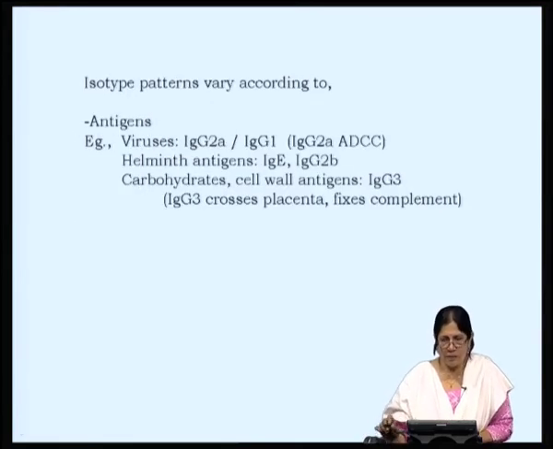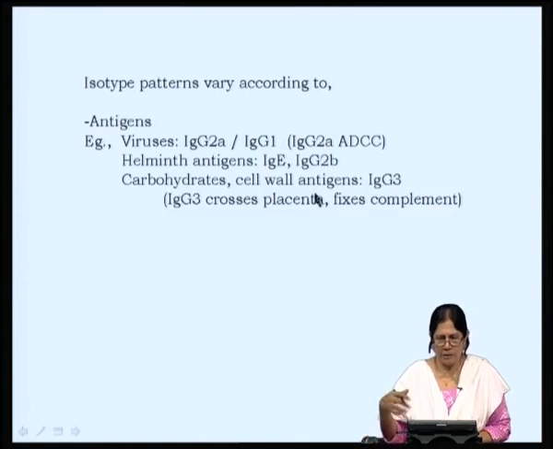Again and again I would like to mention this, that it is the already combined VDJ which can now associate or disassociate from the IgM and associate with any one of the isotypes. Forget the IgD, because in fact there is no switch region between these two. Isotype pattern varies according to antigens.